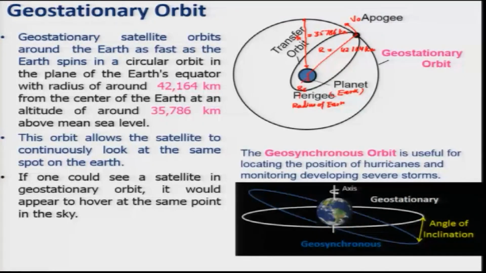So, the geosynchronous orbit is very useful for locating the position of hurricanes and monitoring developing severe storms around the globe, in various regions depending on your interest, and therefore the geosynchronous orbit is being used profusely.